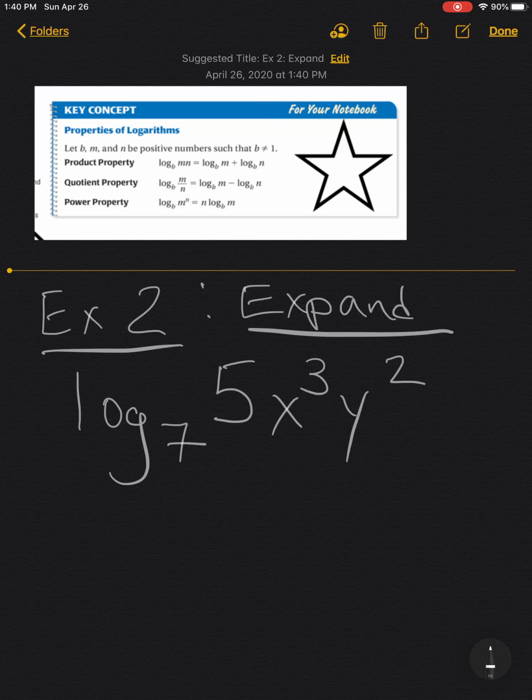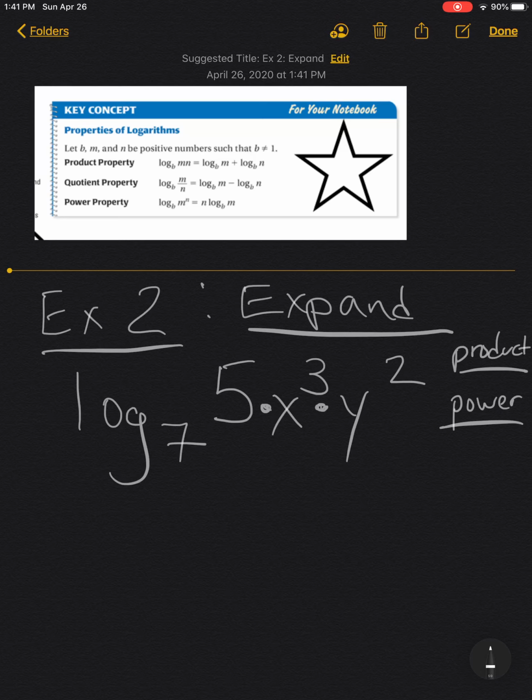So again, identify which properties you're using. So again, I am showing multiplication. 5 times x to the 3rd times y to the 2nd. So that's clearly product. But I'm also noticing that I have powers, right? 3rd power, 2nd power. So I'm also going to be applying my power property.